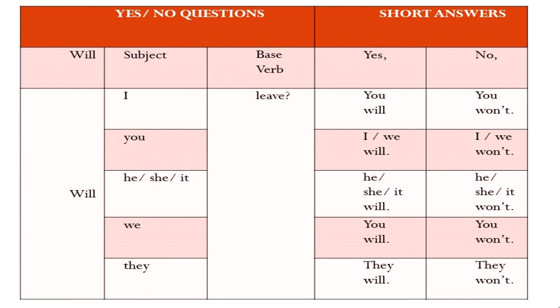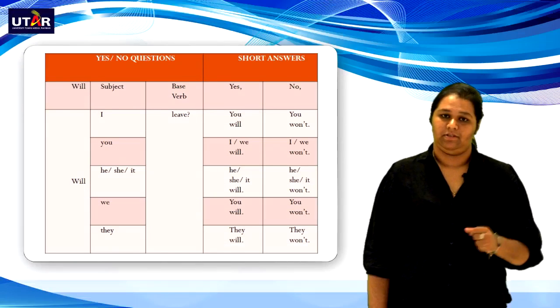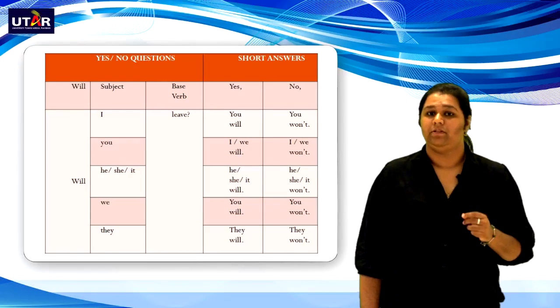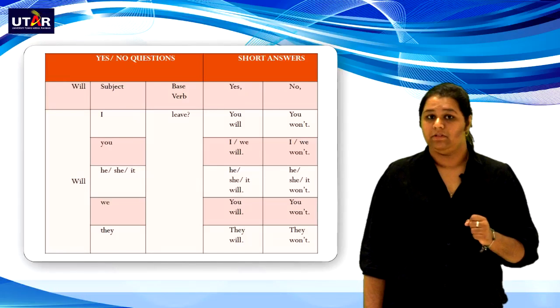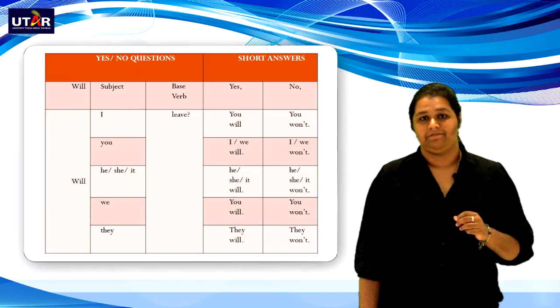If it's yes or no. Yes, you will leave. No, you won't leave. Or like this. Yes, I or we will. No, I or we won't. Yes, he, she, or it will. No, he, she, it won't. Yes, you will. No, you won't. Yes, they will. No, they won't.